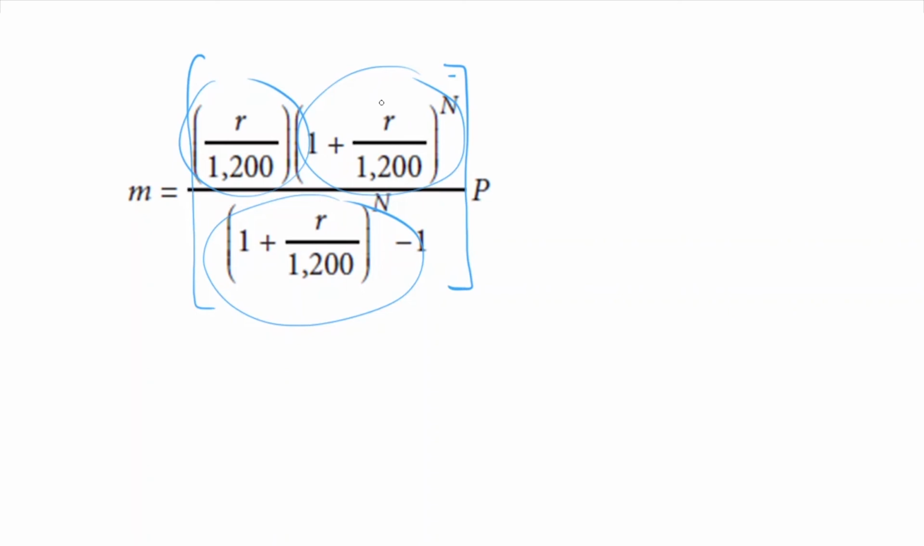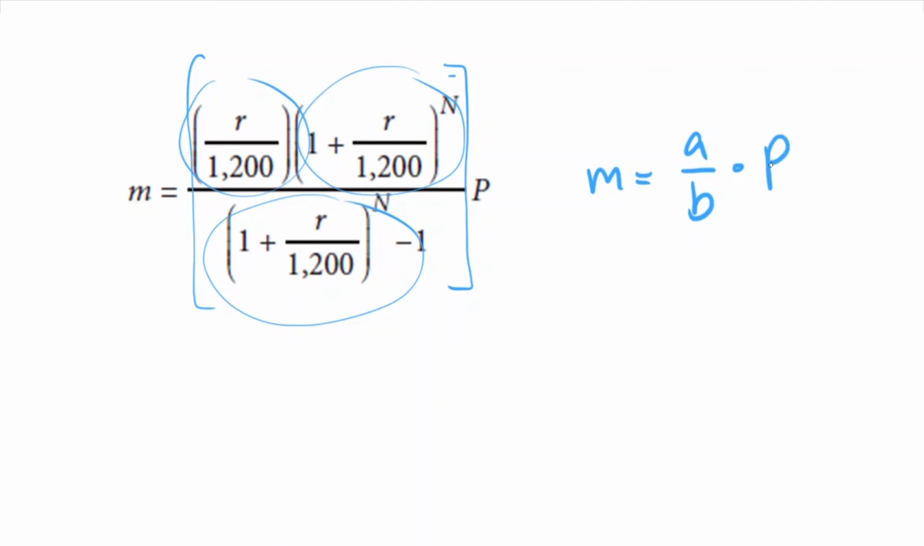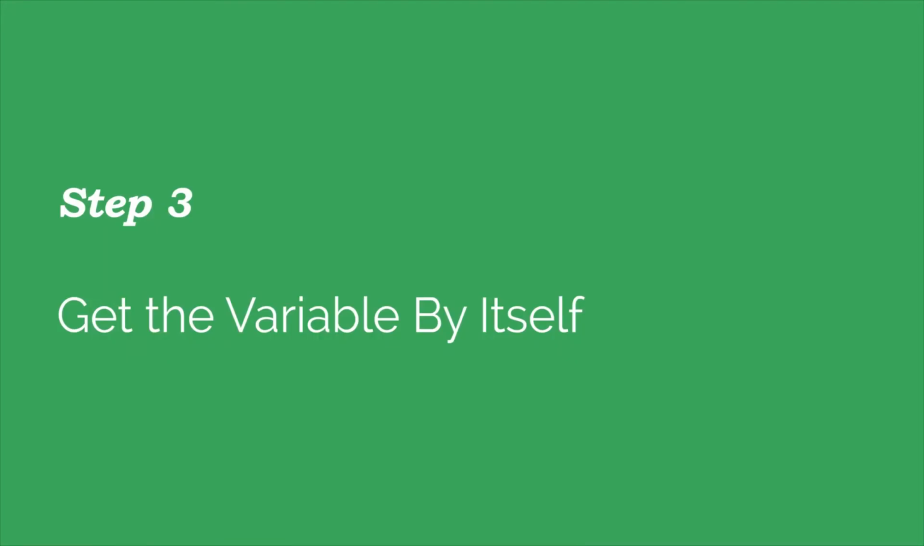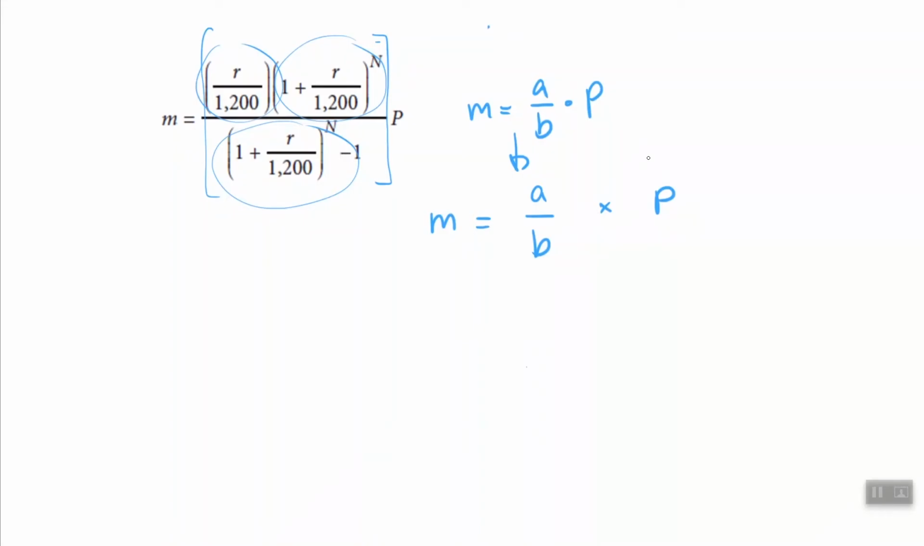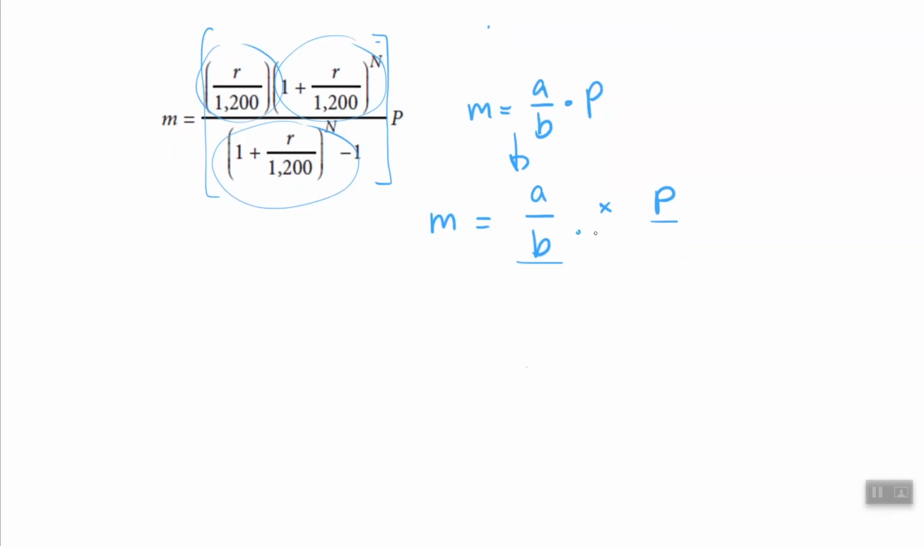And since this whole group is actually a fraction, let's replace it for now with a much simpler fraction. Let's say A over B. So now we have M equaling A over B times P. If this is just A over B, how would we get P by itself? We would need to multiply A over B times the upside down version of itself. Which is B over A.